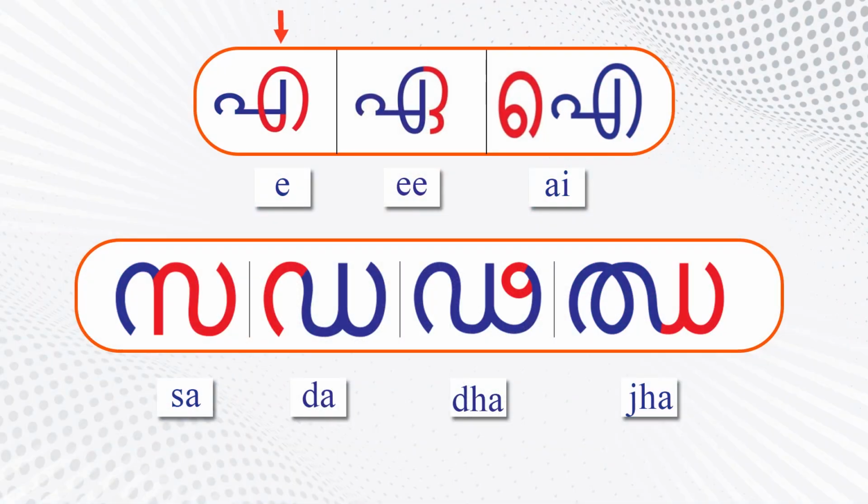Today we are going to learn some new letters. This unit includes 3 vowels, their secondary forms and 4 consonant letters. These letters are A, I, Sa, Da, Dha, Jha. The first letter is A.